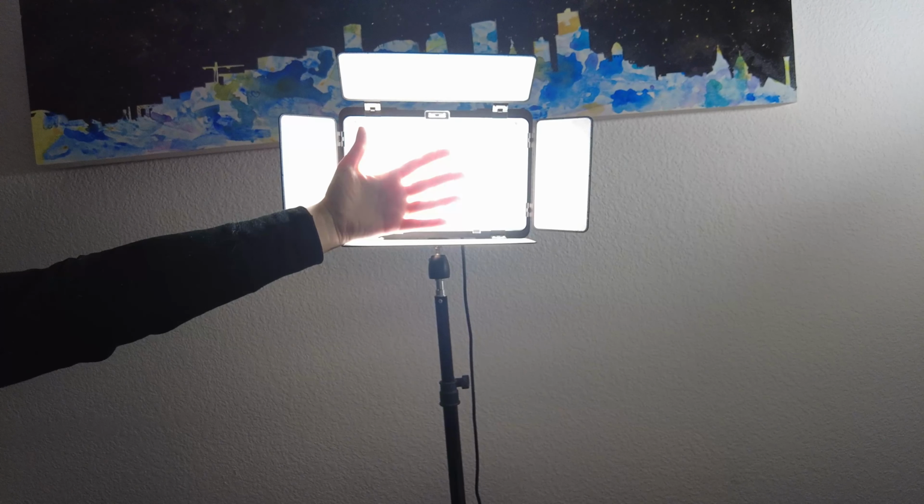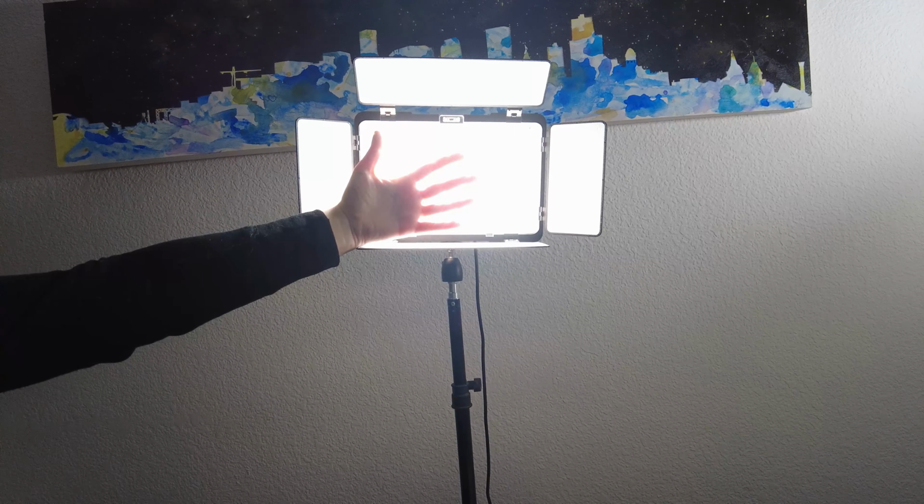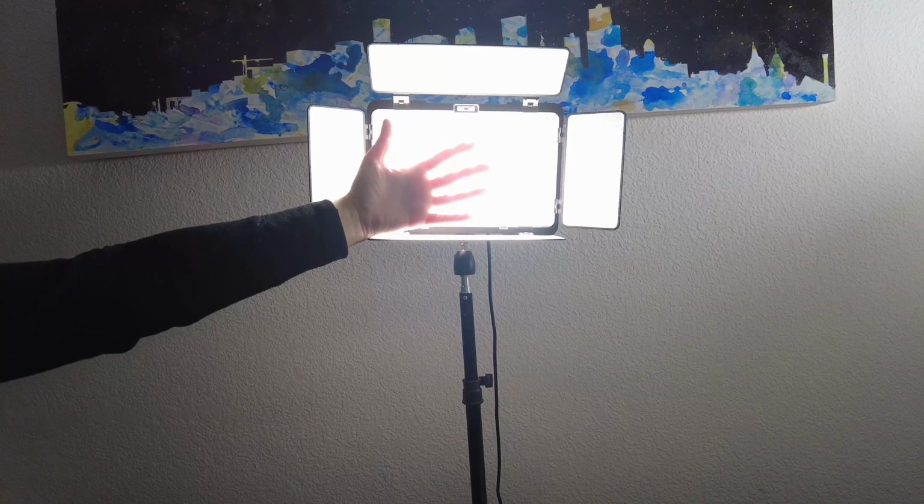This is an example of a subject. The hand from the left with the thumb up. If we look at the ground glass, you can see the image is inverted.